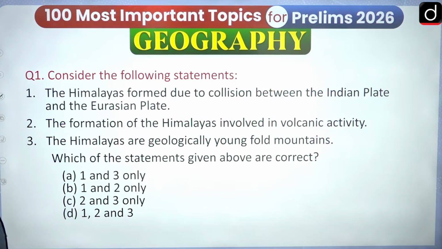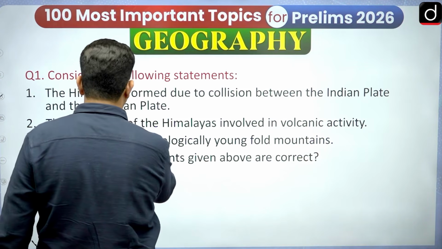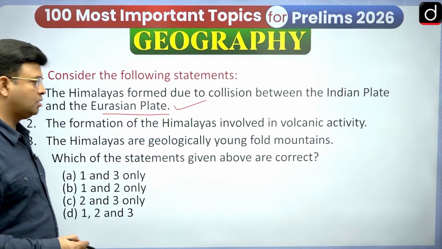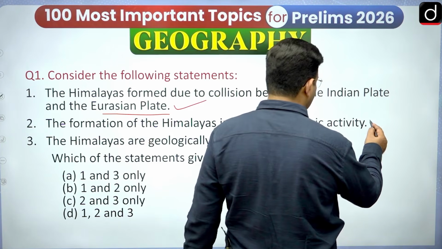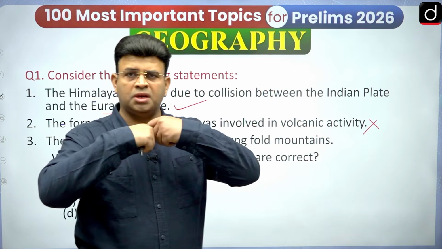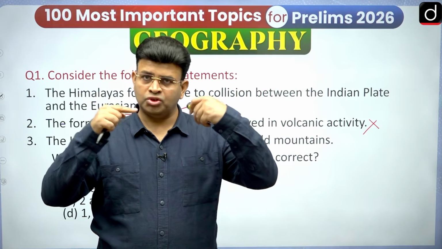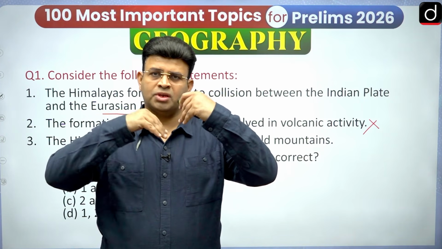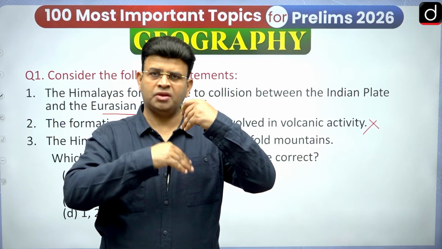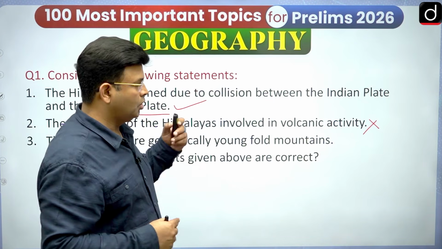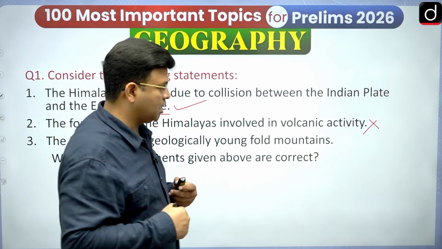Consider the following statements. The Himalayas formed due to the collision between the Indian plate and the Eurasian plate. Yes, Indian plate, or you can say Indian Gondwana plate, both are fine. This statement is correct. And did the formation of the Himalayas involve volcanic activity? No. In the formation of the Himalayas, there is continental convergence. During continental convergence, there is no formation of magma. But when there is ocean-continental or oceanic convergence, when one plate subducts below, the friction, the addition of water and the release of pressure create magma, and that magma comes up as a volcanic eruption. So during continental convergence, no volcanic activity is involved.